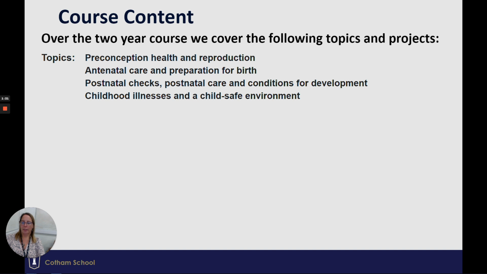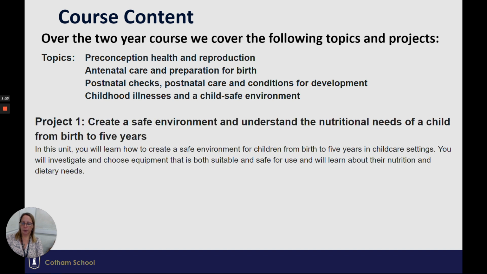Then you have the first of 2 pieces of coursework. The first, worth 30%, you will learn how to create a safe environment for a child from birth to 5 years in a childcare setting. You will investigate and choose equipment that is both suitable and safe for use, and will learn about a child's nutrition and dietary needs.